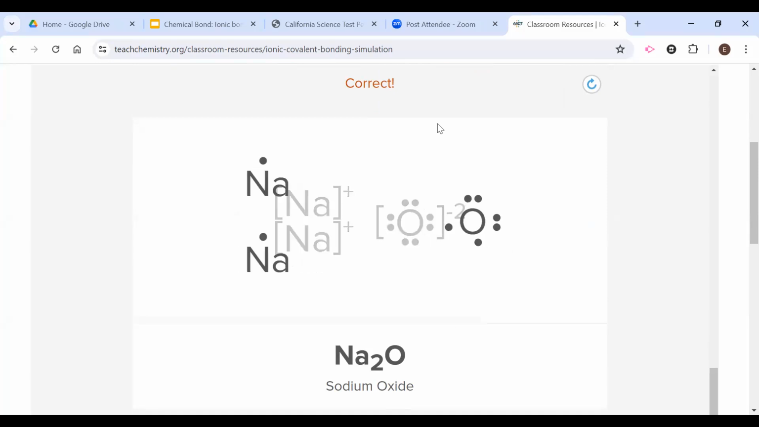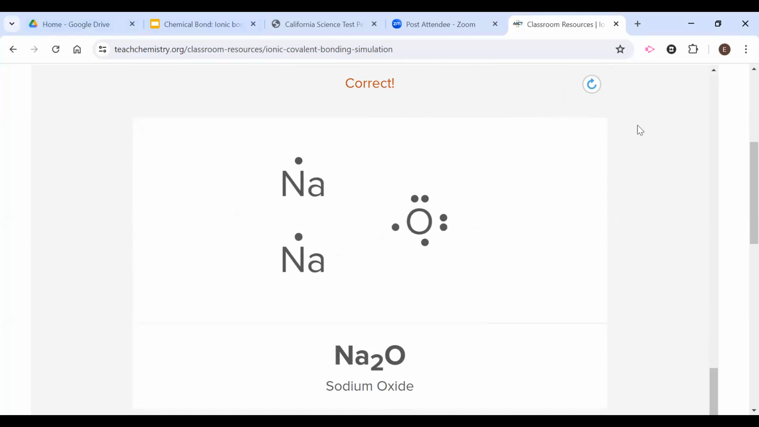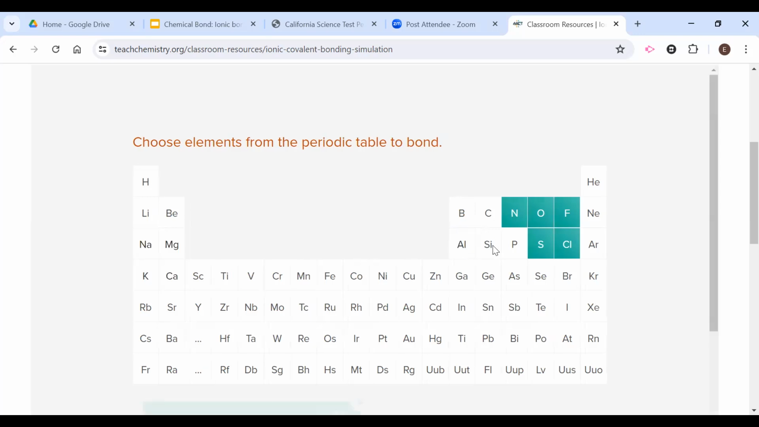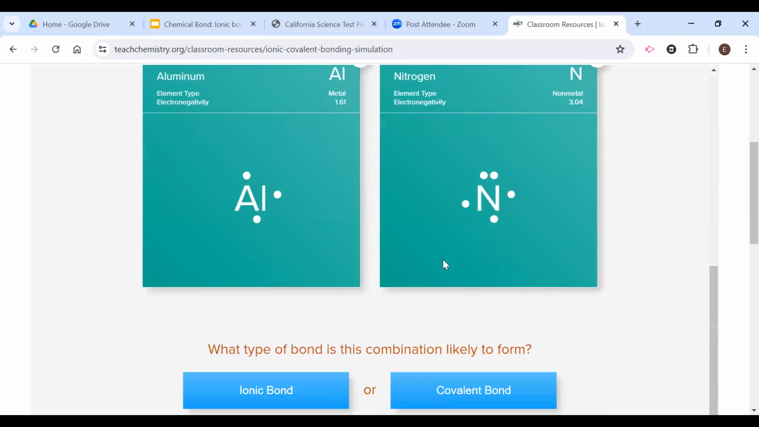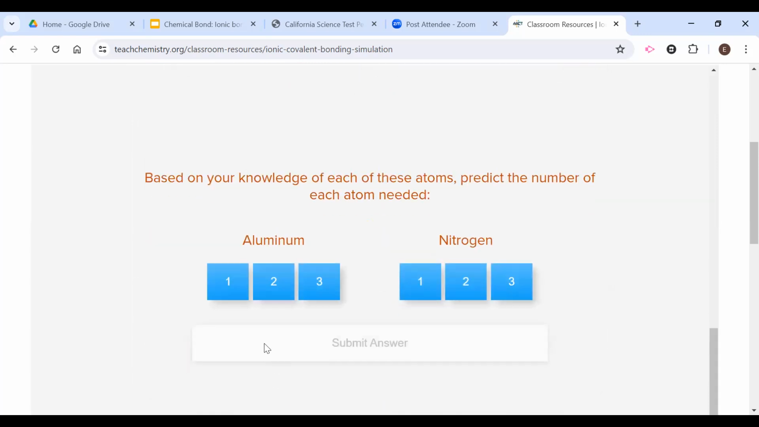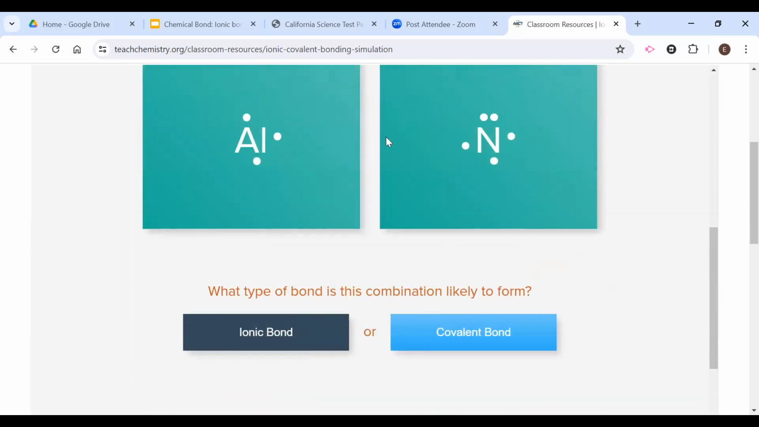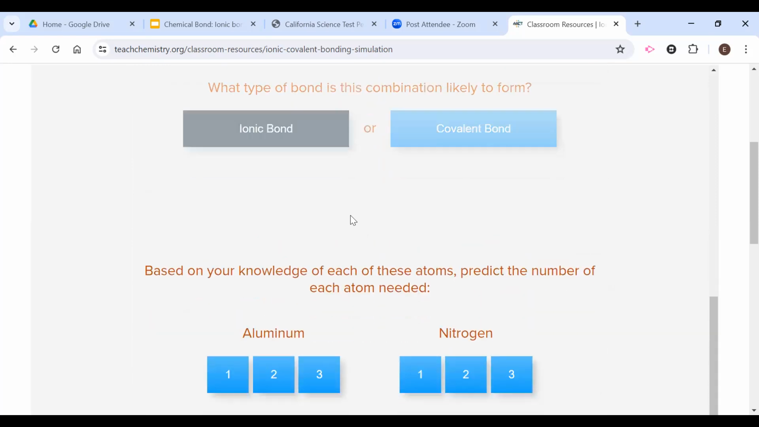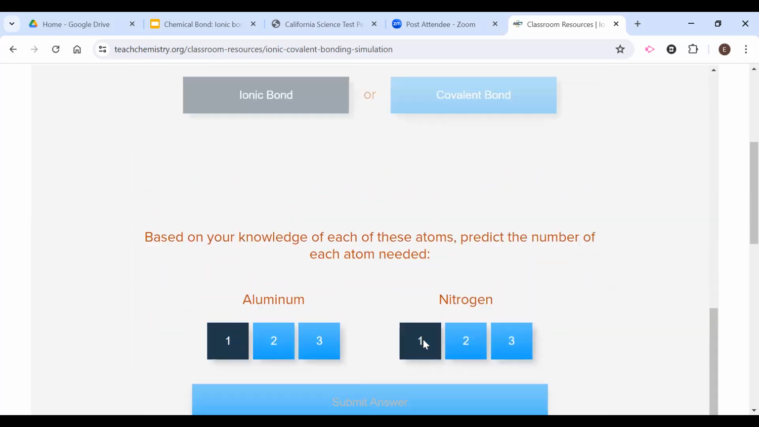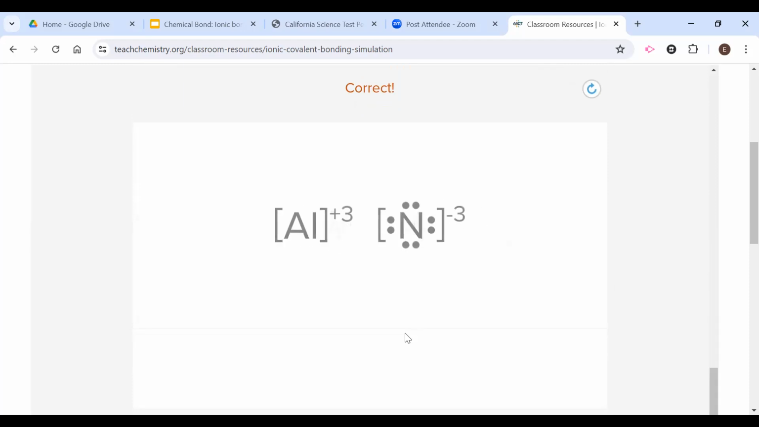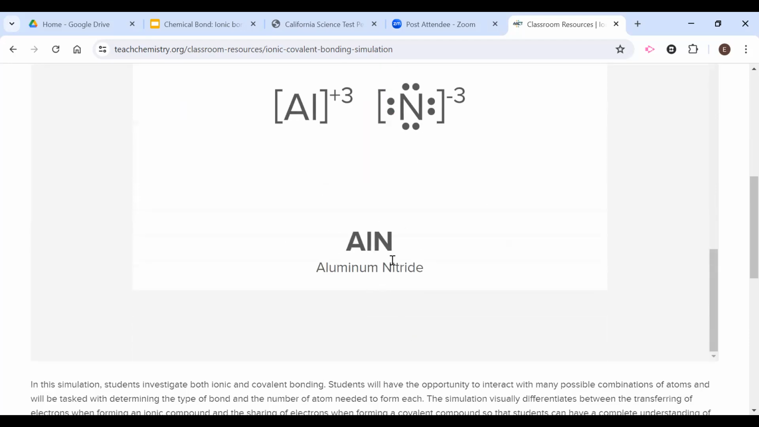Then aluminum and nitrogen. Let's do aluminum and nitrogen. It's ionic. Okay, look at this. There's 3 unpaired here, there's 3 unpaired here. Because of that it is 1 to 1. One of this, just like that. You see that? So this should be your answer.